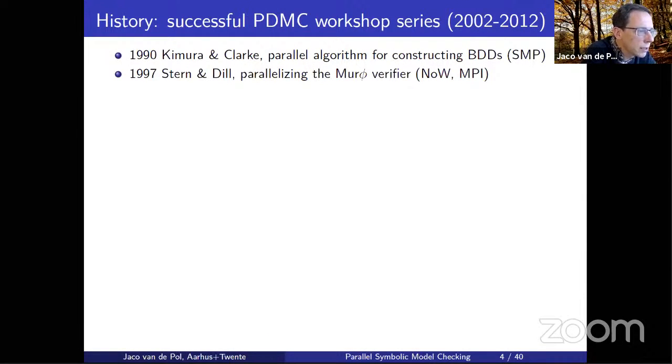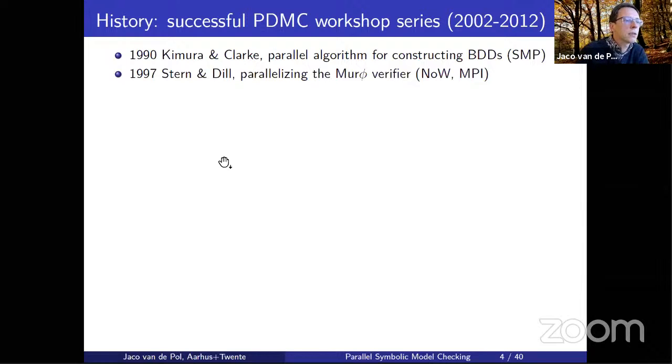Actually quite early, already in the 90s when model checking was invented, there were also approaches on parallel model checking. And one of the earliest in symbolic model checking is this work in 1990 by Kimura and Clarke on a parallel algorithm to construct binary decision diagrams. And also explicit state model checking was parallelized quite early by Stern and Dill in 97. There was this parallel Murphi verifier, which worked on a network of workstations.